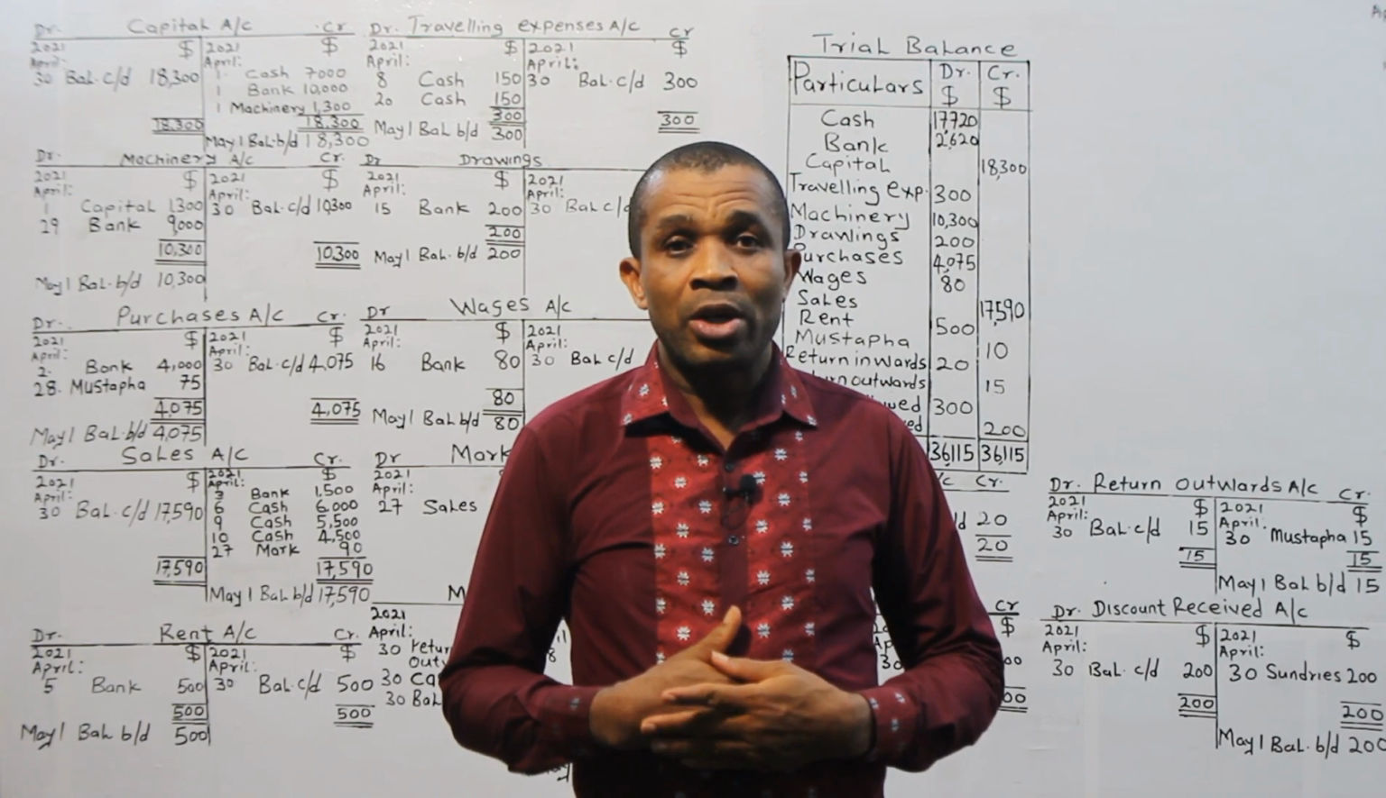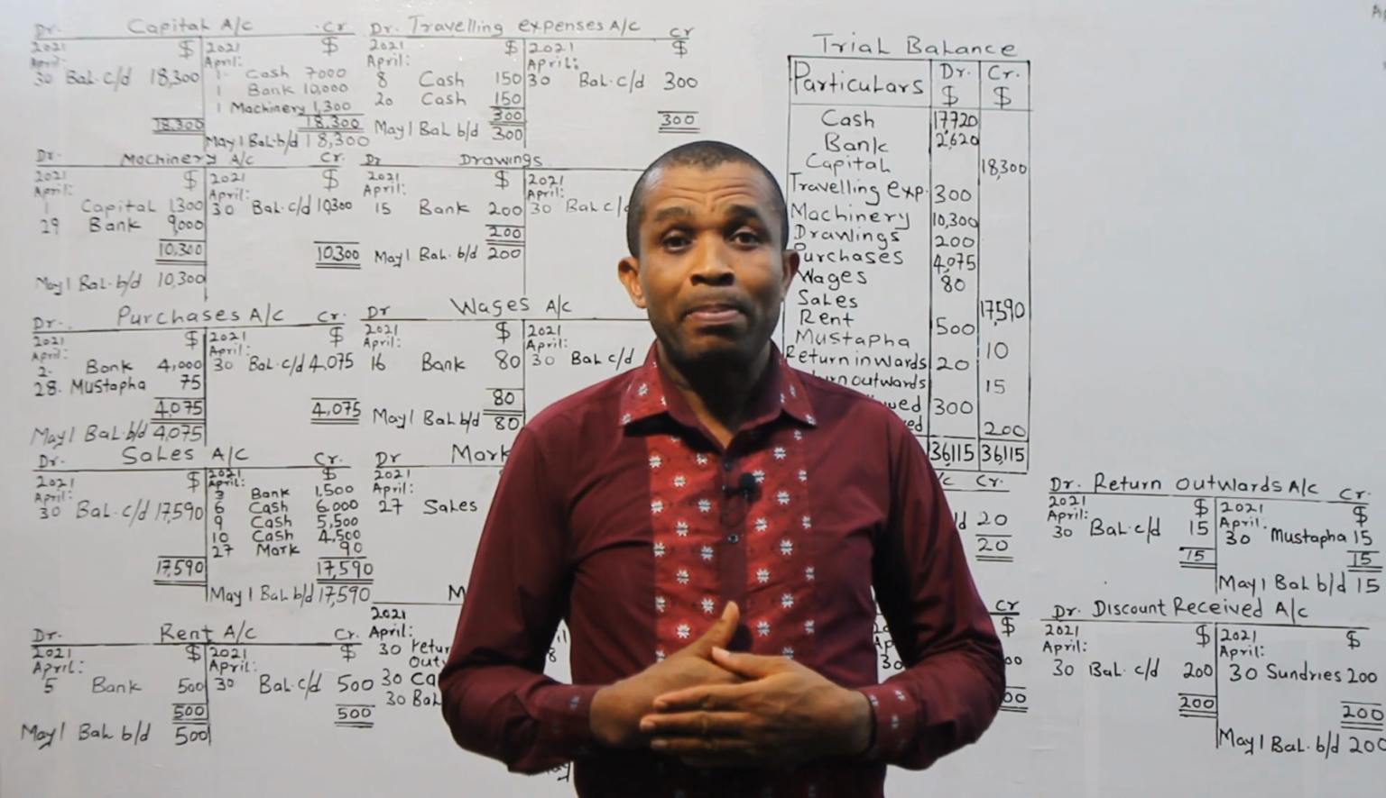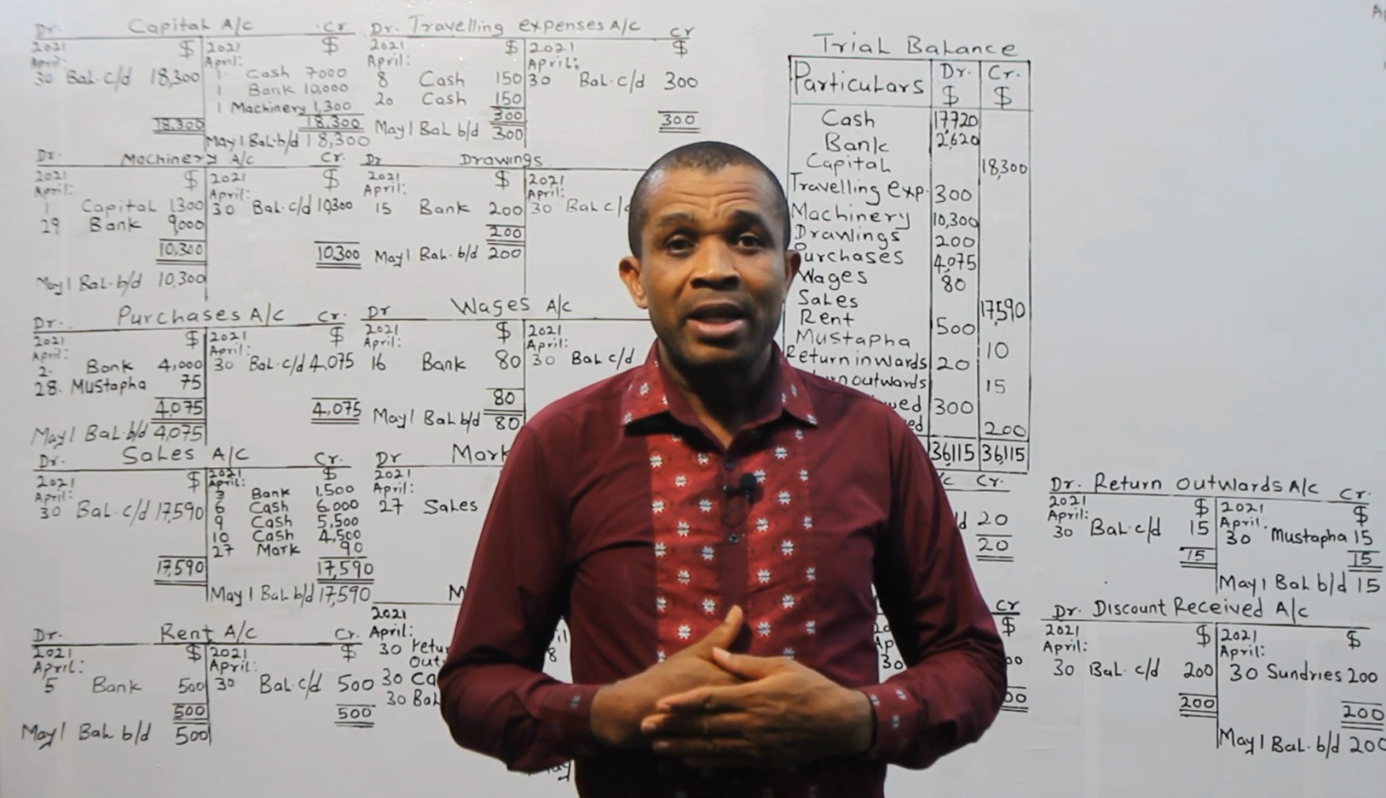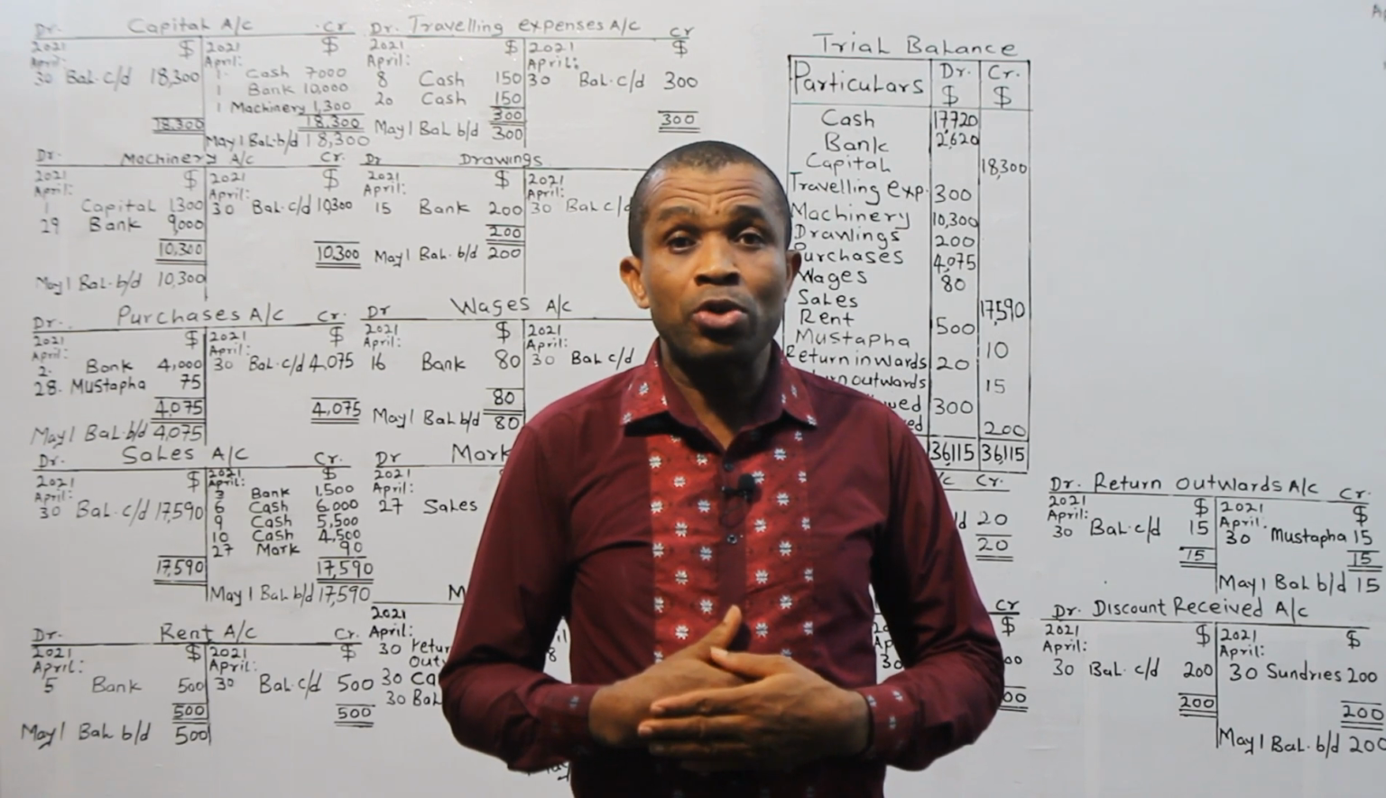For instance, we sold goods to Mark. Mark is just a person. It is possible that we sold goods on credit to 10 customers.